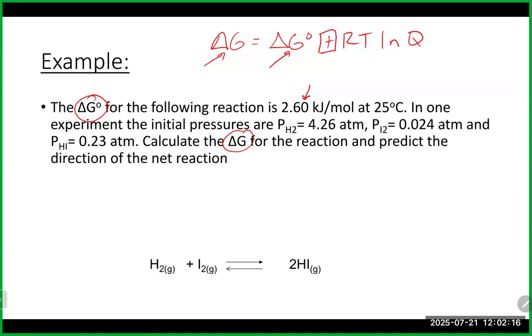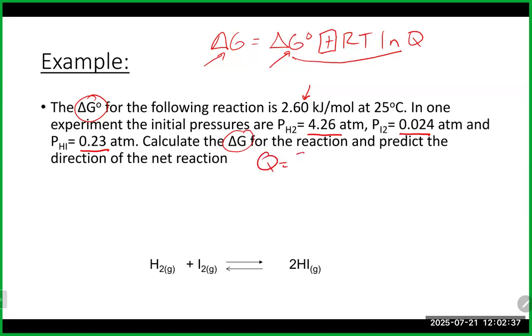Why this is under non-standard conditions is, as we look at the pressures here, these are not all 1 atmosphere. Actually, none of them are. And that is what makes it non-standard conditions, the pressures that we're dealing with at this point. So we do have most of the things over here. We do need to calculate Q.